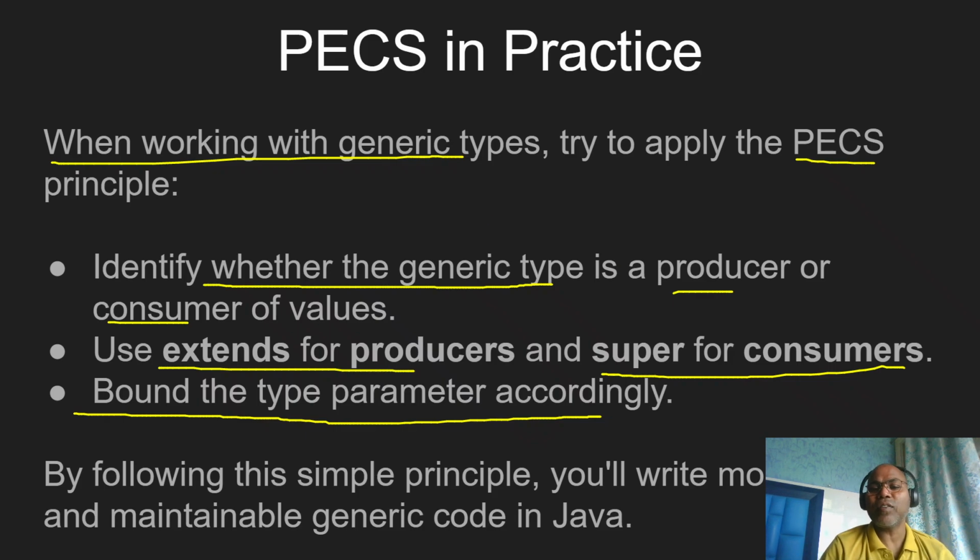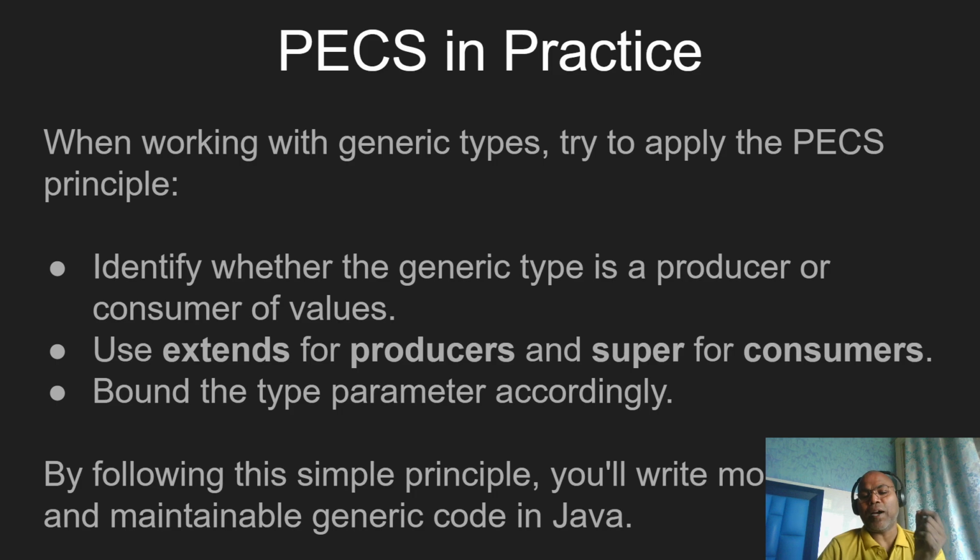So these are very simple guidelines of practice you can follow. Just identify the purpose of your class and the types of generic value your method or class is returning, meaning producing, or consuming, meaning receiving. Accordingly, you can decide whether your generic types are going to extend, or whether you are going to apply super.